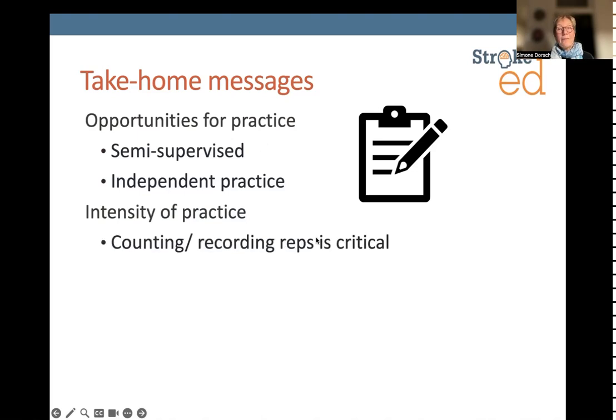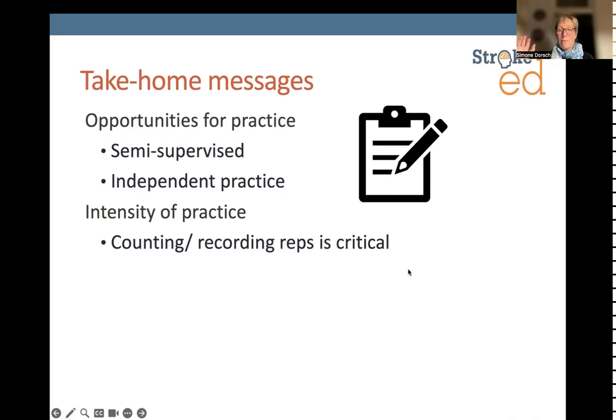In intensity, if you're not counting and recording reps, that is an absolutely critical thing to start doing, because if you don't know it, how are you going to start changing it? So you need to have systems in place for counting and recording reps. And it's very easy for that to become such a standardized practice in an area. Every stroke survivor always has their clicker. Everybody's got practice sheets. And that's just the way things run.